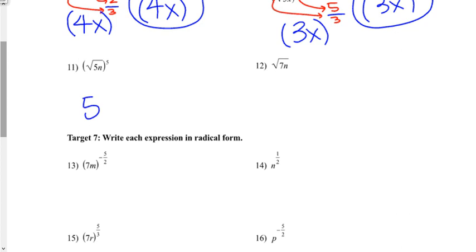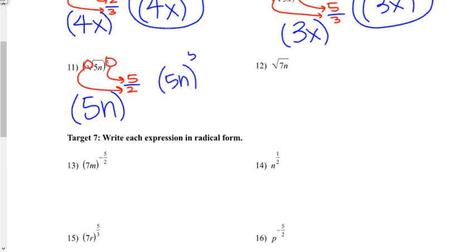All right, so now I have 5n in parentheses to the power of a fraction exponent. My root, if there's no number, it's just going to be 2, and then my exponent is 5. So my final answer, in parentheses, (5n) to the power of 5 over 2.